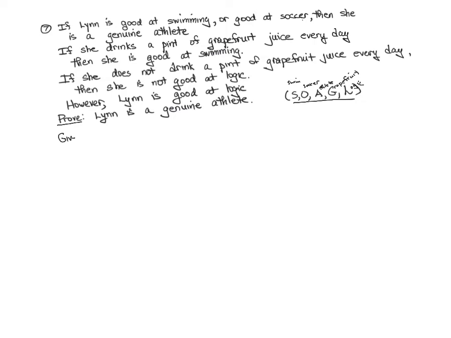So let's rewrite the given in symbols. So if Lynn is good at swimming, that's S, then, oh wait, there's more, or good at soccer. So let me correct that. So if she's good at swimming or soccer, so I guess that would be S or O, and this is the antecedent, then she is a genuine athlete. Then A. If she drinks a pint of grapefruit juice every day, so that's if G, then she's good at swimming. Well, that's S.